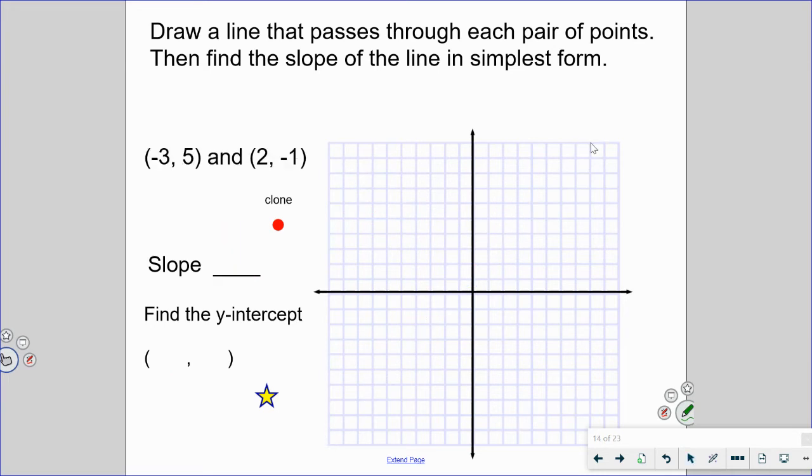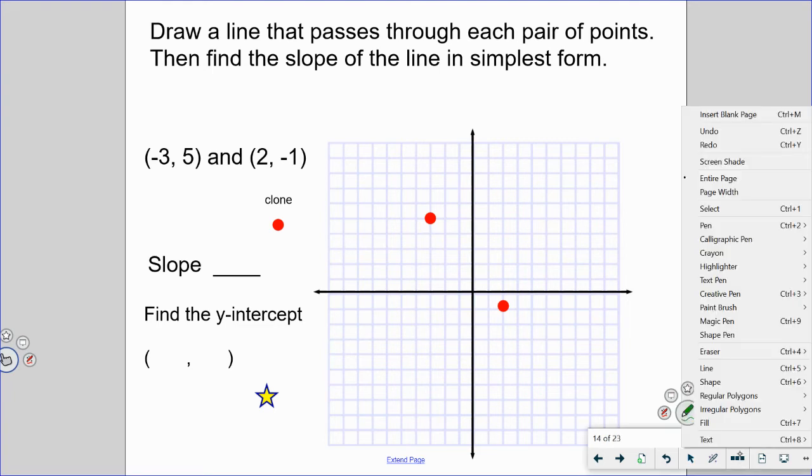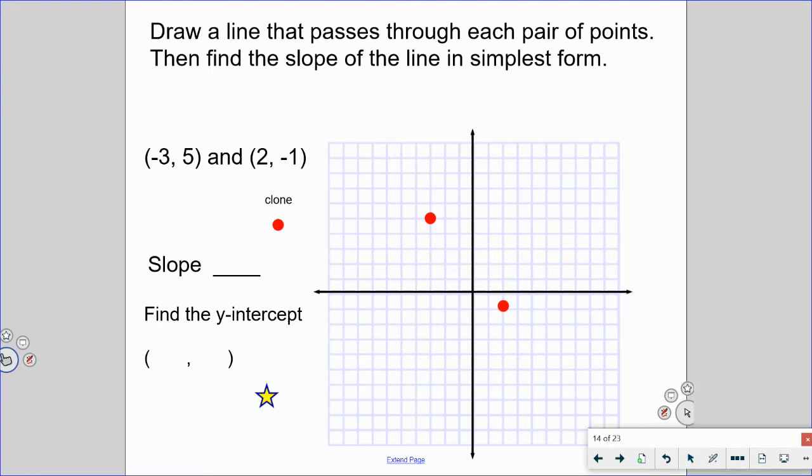Next, -3, +5 will be in the second quadrant, because -3 will go to the left and +5 will go up. +2, -1, 2 to the right and 1 down. Drawing our line through here, go ahead and take out your straight edge, ruler, whatever you need. And let's try to get that a little further through.